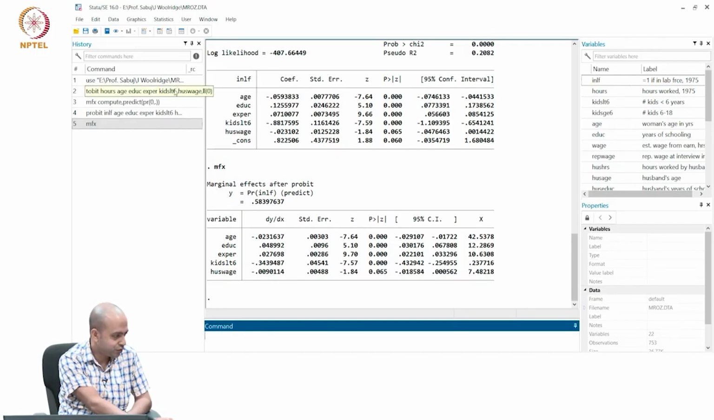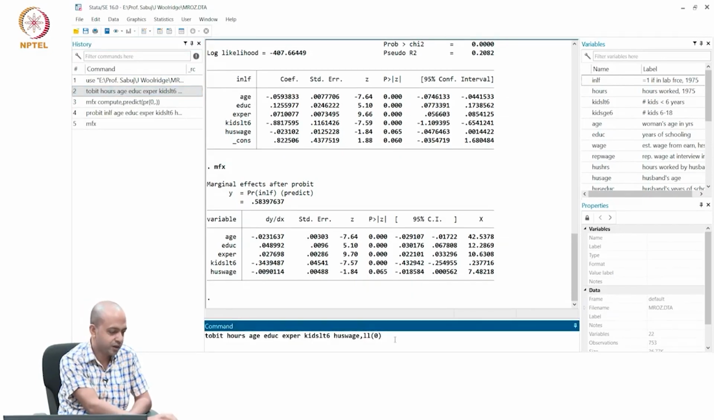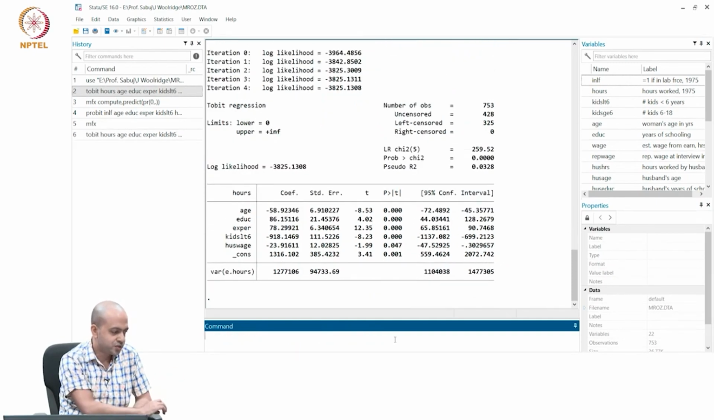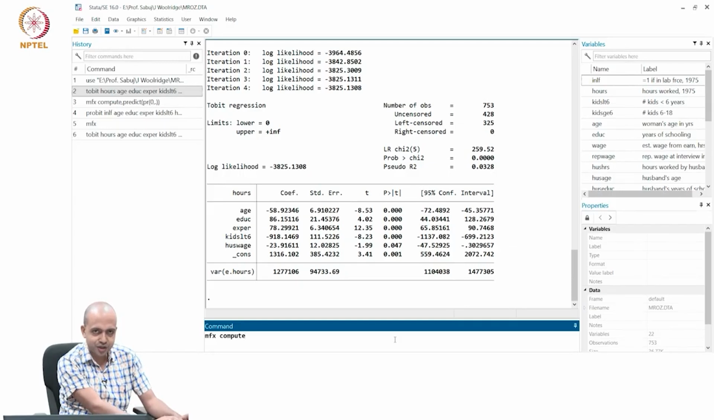And then the second type of marginal effect that we get from the Tobit, I will once again estimate the Tobit model. For that, I am putting this command. The advantage of Stata is that whatever command you are using, it will save here, and if you simply click on that, it will directly take the command. You do not have to type the command again and again, right. So, this is the output once again, and you have to say MFX compute.